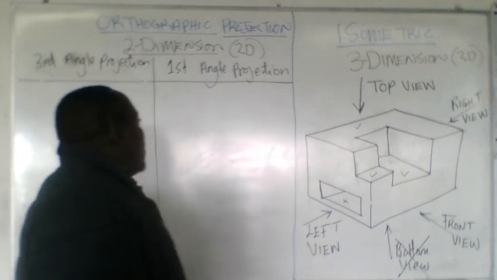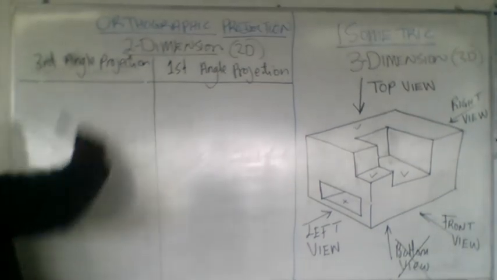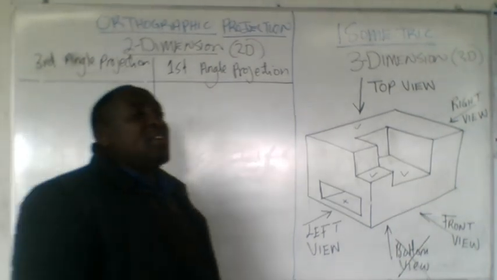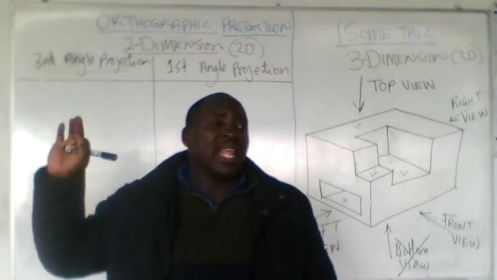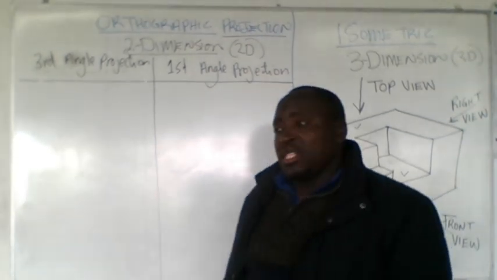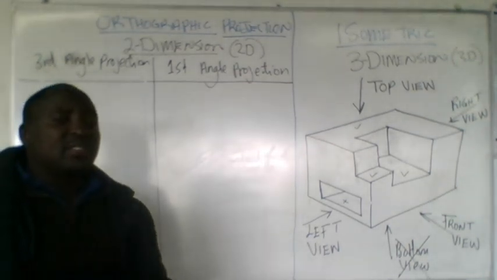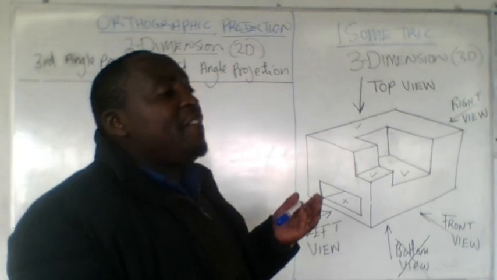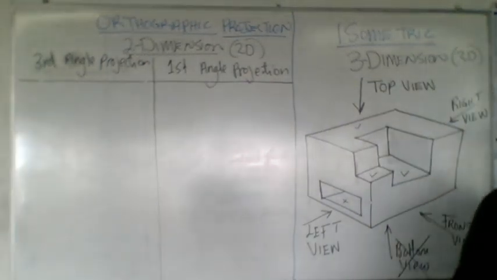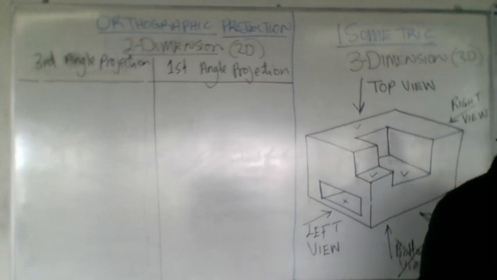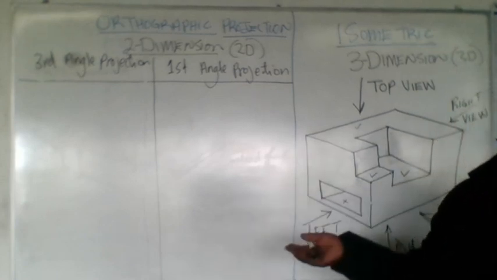Okay? Now, in orthographic, we have got two types of orthographic. We don't have the second angle projection. We only have first angle projection, and we have got what? Third angle projection. How did these come to existence? Why do we have third and first? The original one is the third angle projection. Now, because of the demand of the designs from country to country, they requested for a different design.